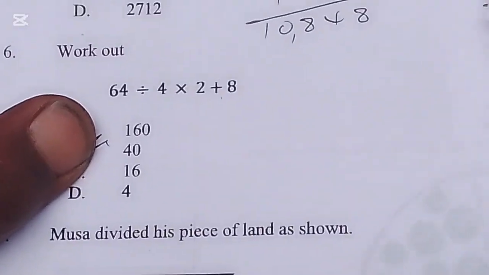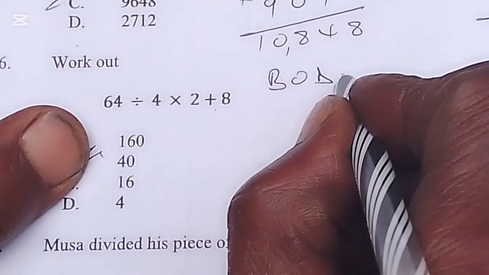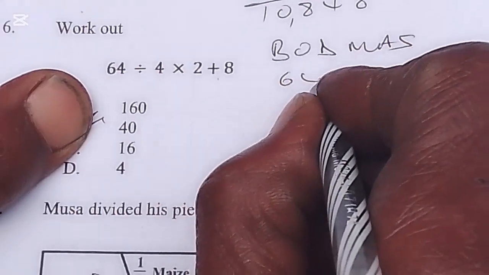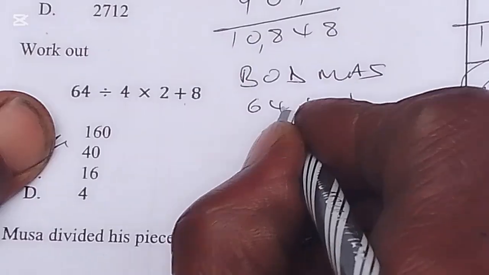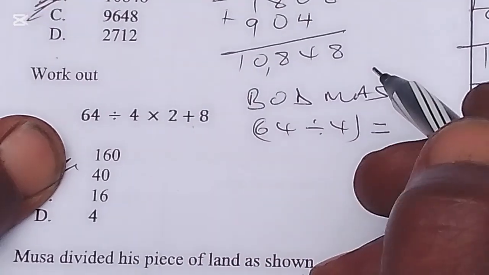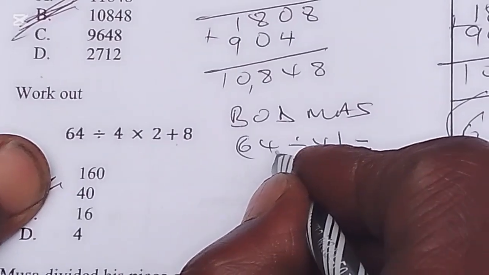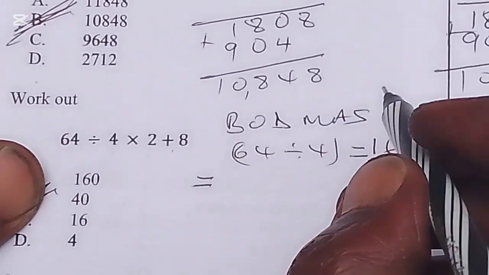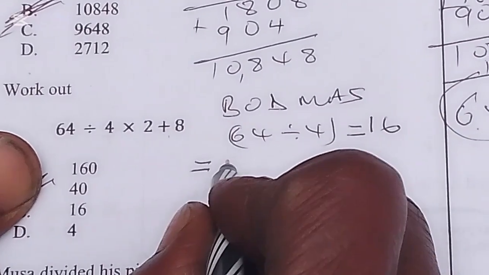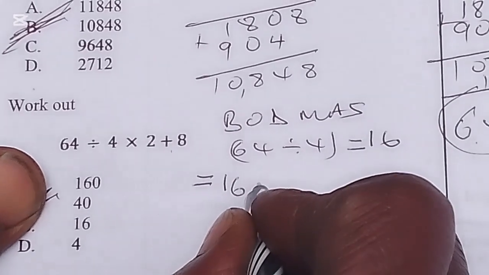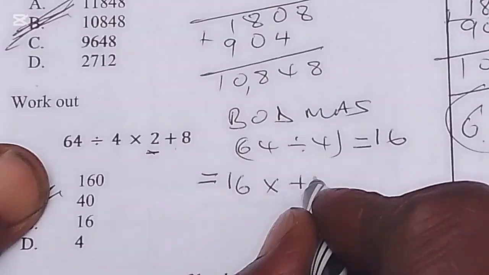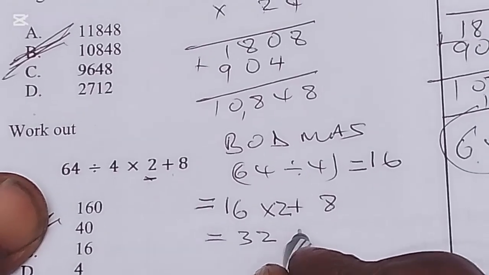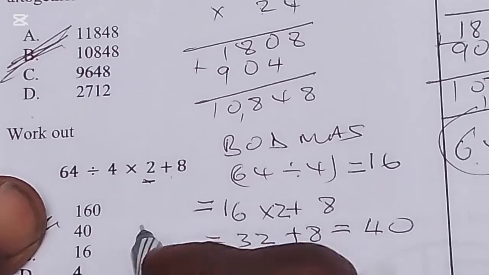Number 6 demands body mass. 64 divided by 4 times 2 plus 8. So we have 64 divided by 4. This is supposed to be 16. So here our sum looks like this: 16 times 2 plus 8. This is now 32 plus 8, supposed to be 40.